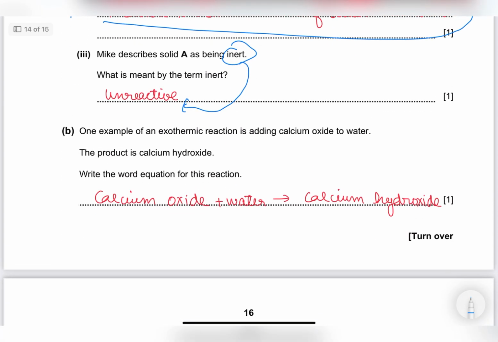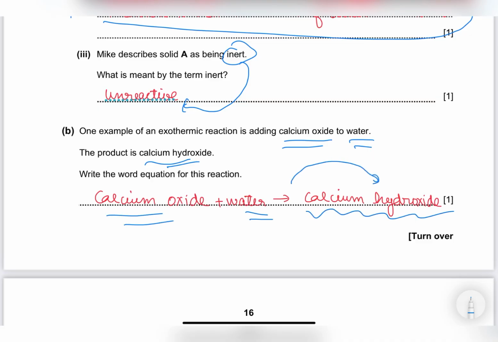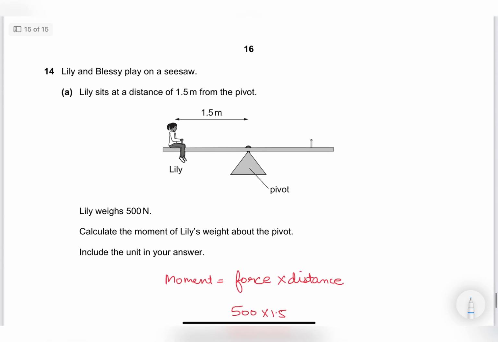One example of an exothermic reaction is adding calcium oxide to water. Yes, we know that. The product is calcium hydroxide. We also know that. Write the word equation: calcium oxide plus water gives us calcium hydroxide. You got the answer from the question itself. Very simple. Let us move on to the other one.